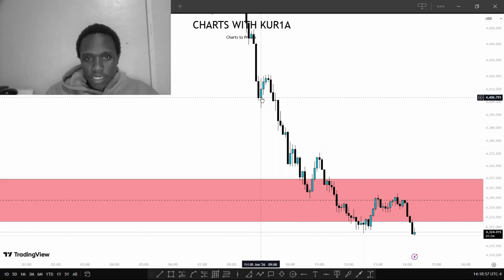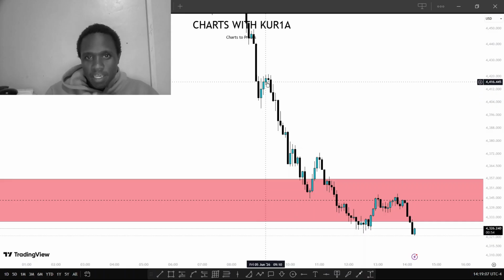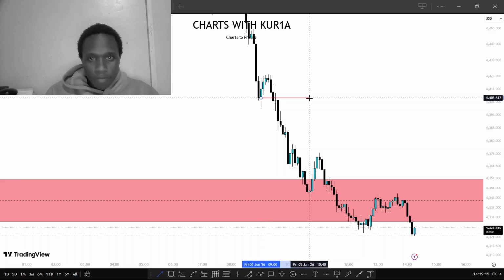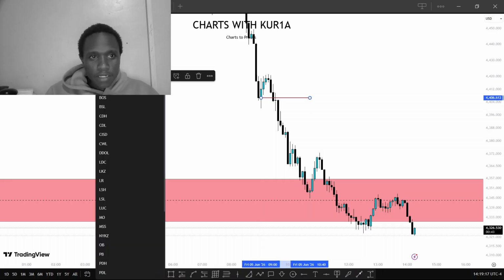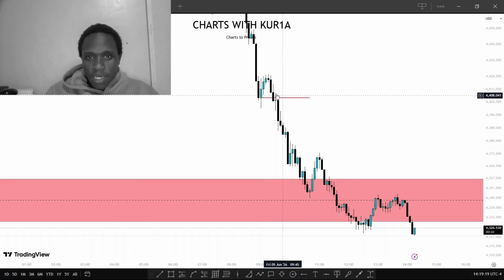Continuation order block right here. So look at the timing. This is 9 a.m. sharp. We get 3 consecutive 5-minute candles to the upside. 1, 2, 3, and then the fourth one starts dropping. As soon as this starts to drop, I place a horizontal line right there. So that becomes the level that I want to see a candle closure below.